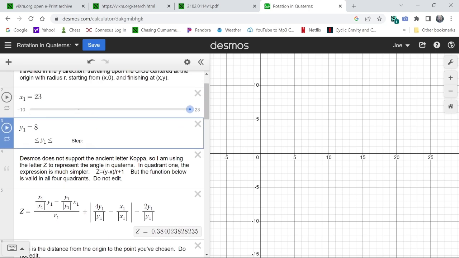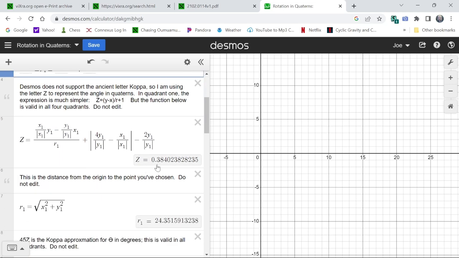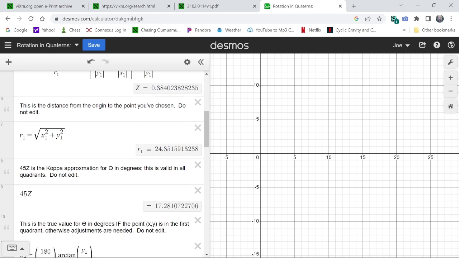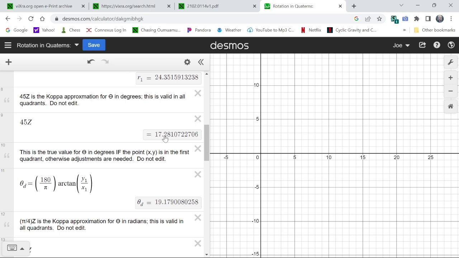So here's the point, 23, 8. And it's in quadrant 1. So in quaterns, it would be 0.38 quaterns. As we scroll down, it automatically gives us the distance to the origin here. So in degrees, it would be 17.28 degrees.